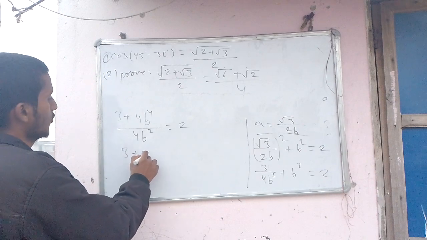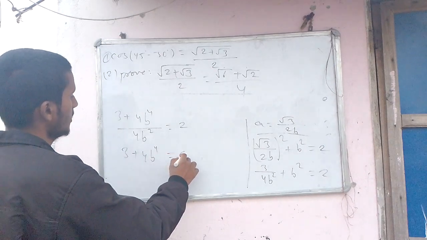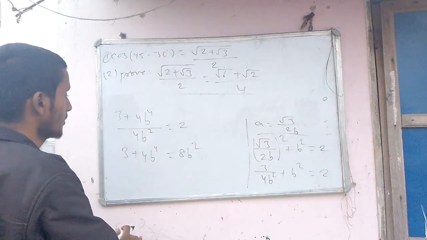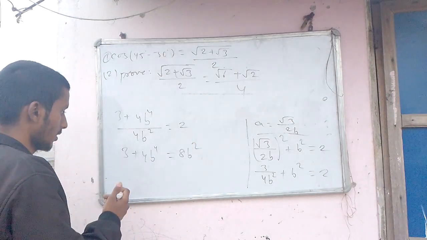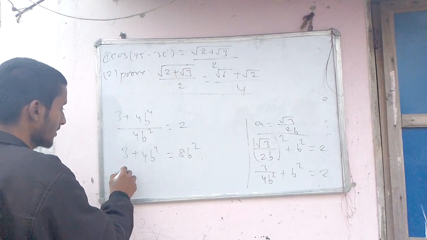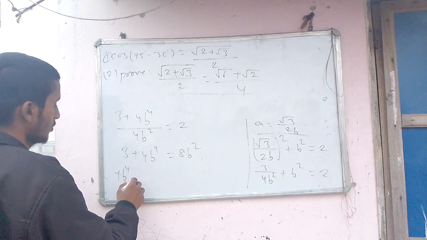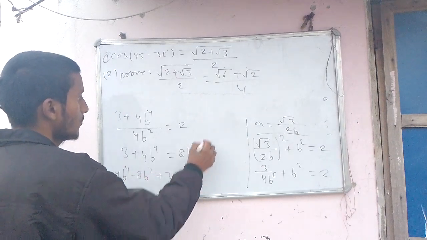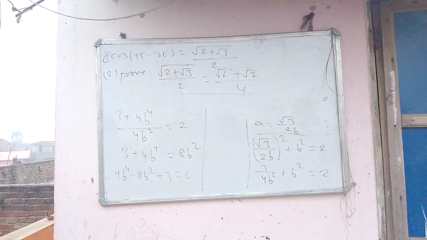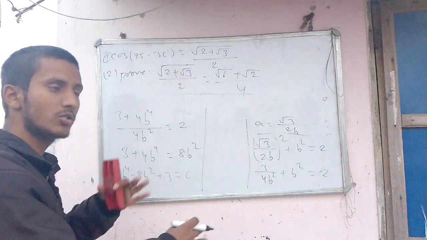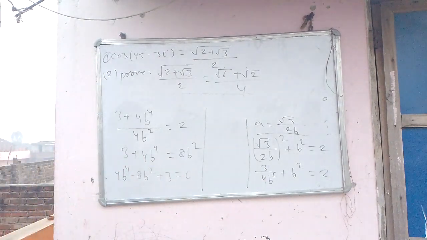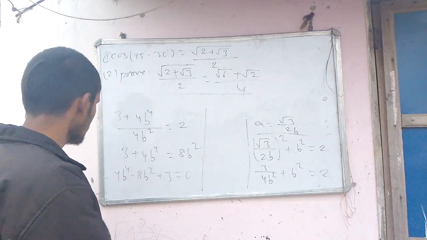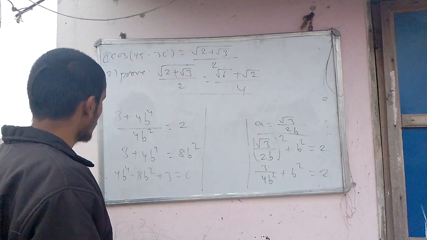This will be 3 plus 4b to the power 4 is equal to 8b squared. Put this on this side because we have something that we can solve using quadratic. 4b to the power 4 minus 8b squared plus 3 is equal to 0. This is what you've got here. And there are too many steps here, but we are still making some progress, it looks. Okay, now what?